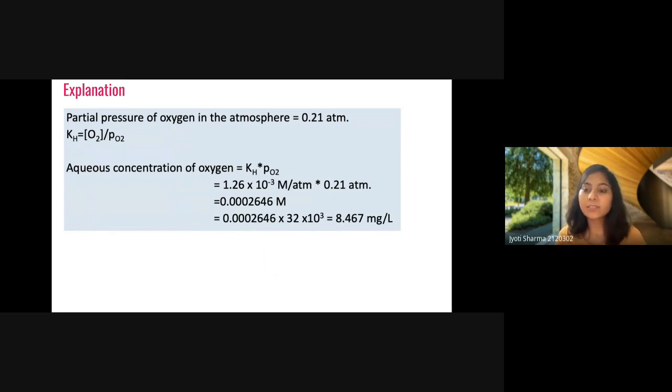This formula is: concentration of oxygen equals Henry constant multiplied by partial pressure of oxygen. We know that in the atmosphere we have 21 percent oxygen, so the partial pressure will be 0.21 atmosphere. If we multiply this partial pressure with the Henry constant, then we get the concentration of oxygen in ocean water. So this is how we can calculate.